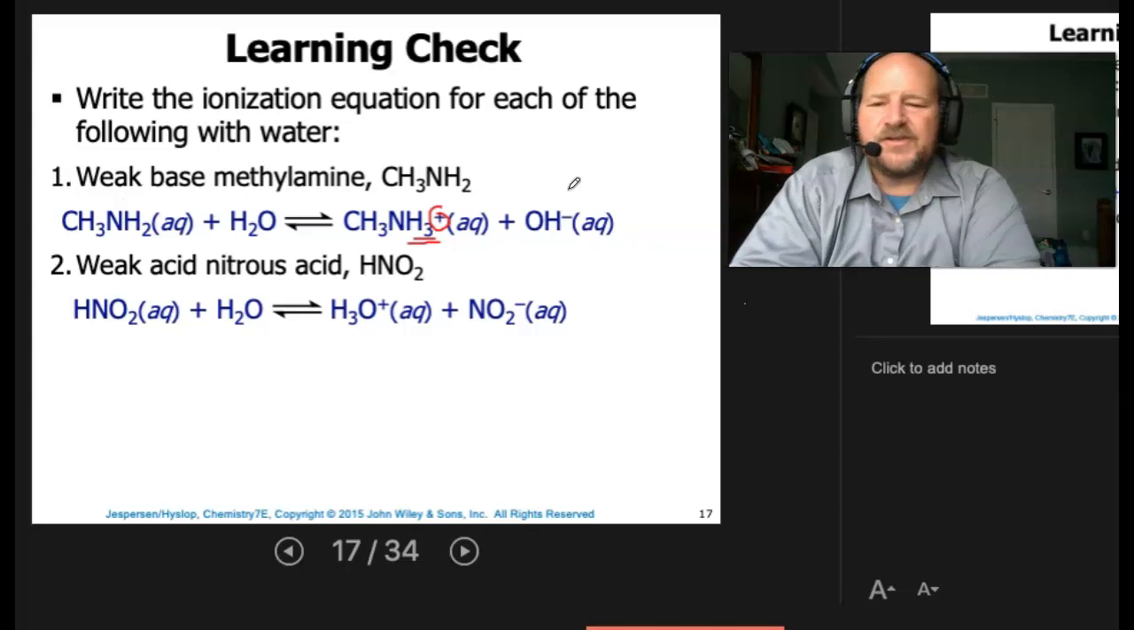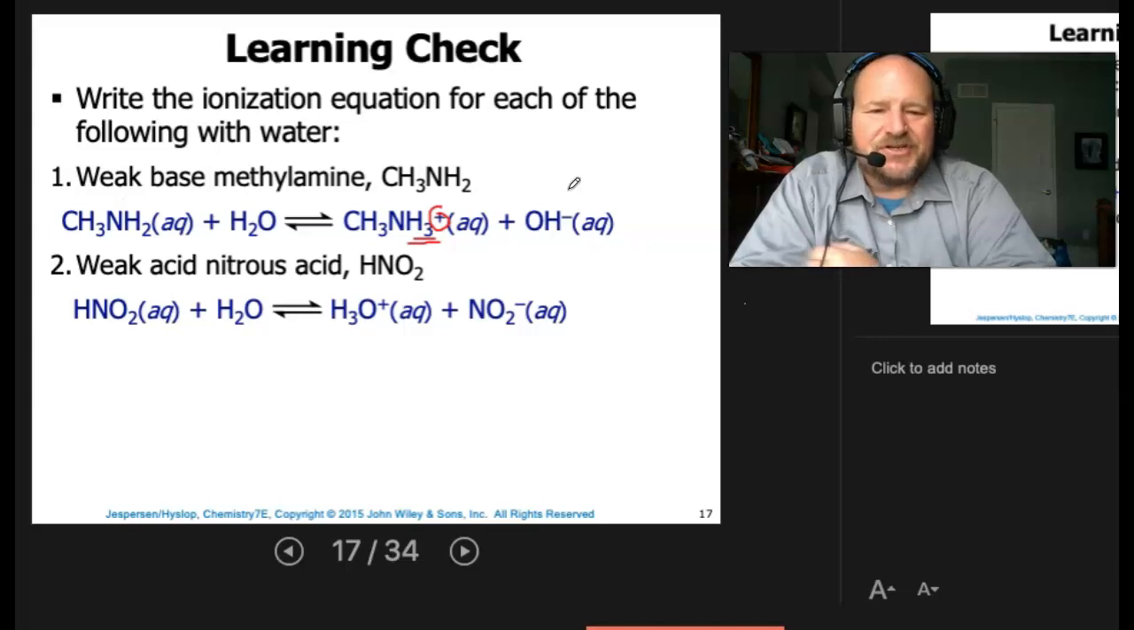Okay, hopefully since you're told it's a weak acid, you remembered you're going to have that dynamic equilibrium. We're told that it's an acid, which means it's going to donate the proton. So water is now going to accept it and make the hydronium ion.